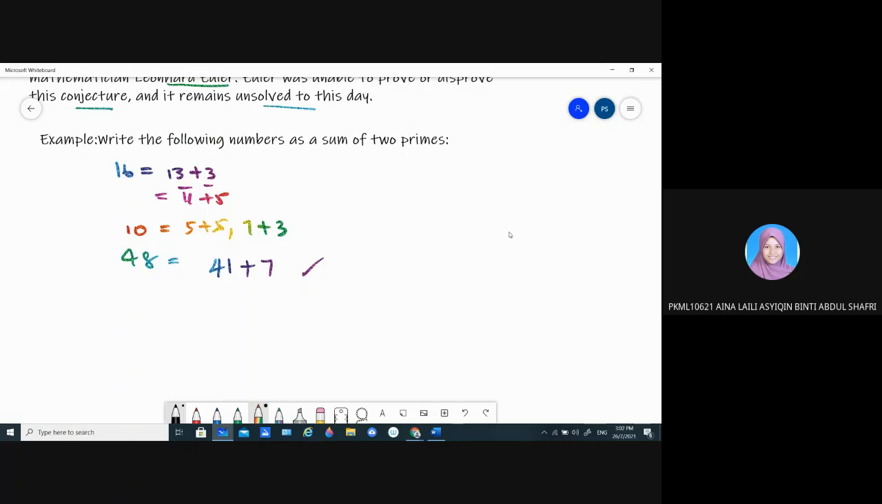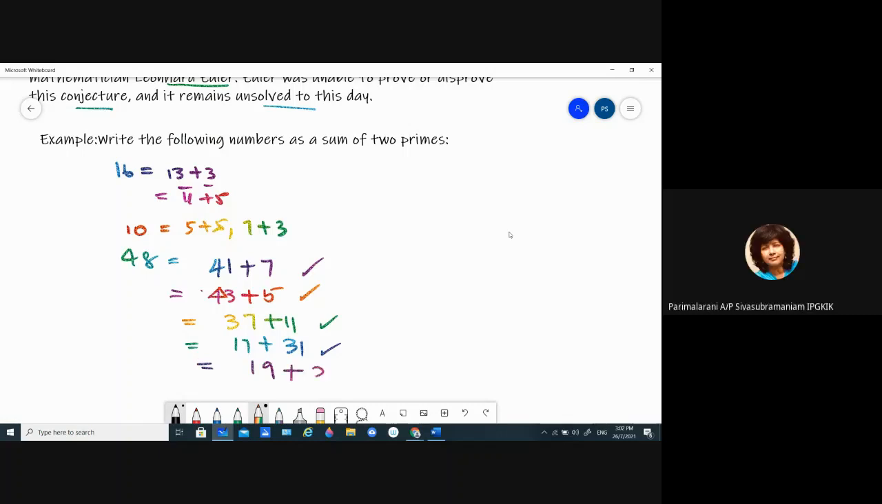Any other combinations? There are at least two more that I can think of. 43 plus 5. Yes, 43 plus 5, both prime numbers. 37 plus 11. Yes, 37 plus 11. 17 plus 31. 19 plus 29.